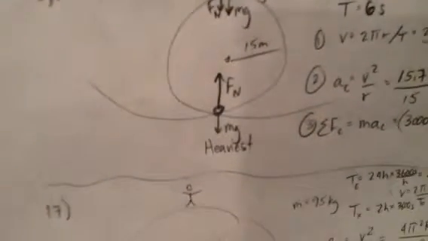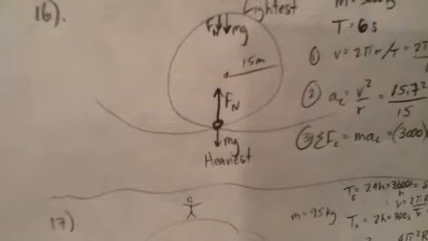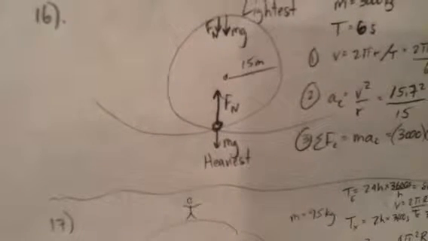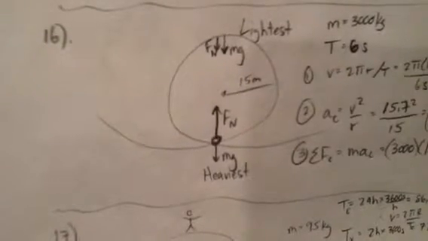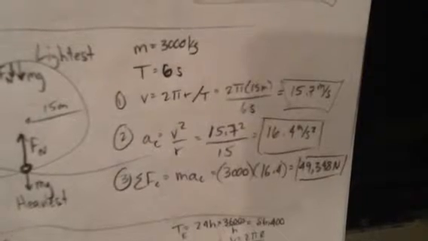Whereas down at the bottom where you feel heavy, the normal force has to get bigger than the force of gravity in order to maintain that same centripetal force. So you feel lightest on the top and you feel heaviest on the bottom. And again, there's your previous 3 answers.